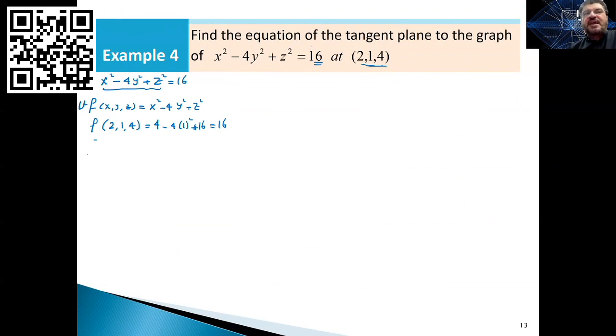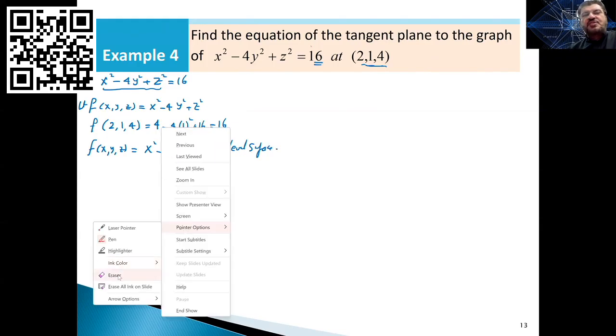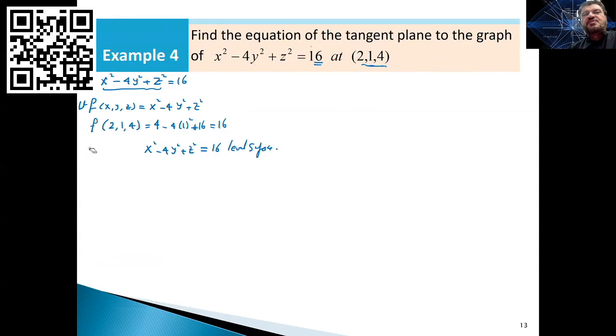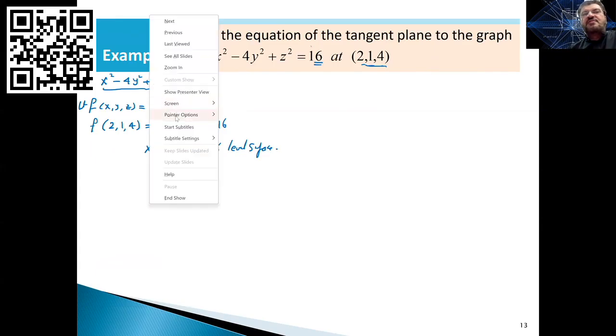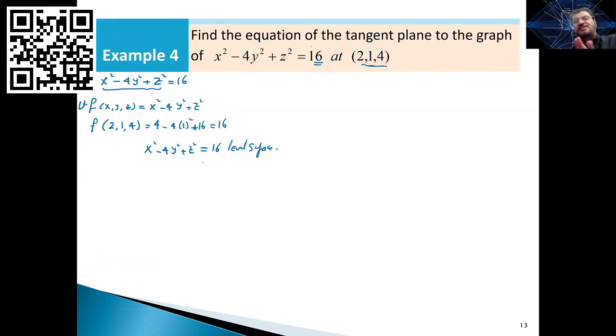So now we're going to say that f of x, y, z equal to x squared minus 4y squared plus z squared, equal to 16 is our level surface. And now actually I can just remove this. So what's our level surface? This is our level surface, guys. Right? This is our level surface. What do we do with the level surface? I called it f of x, y, z equal to that.